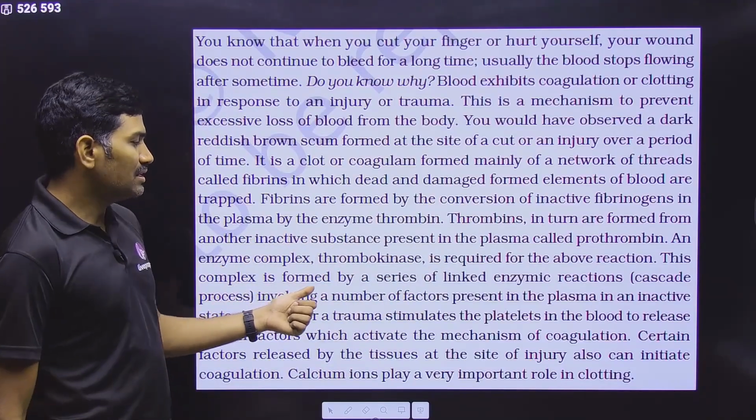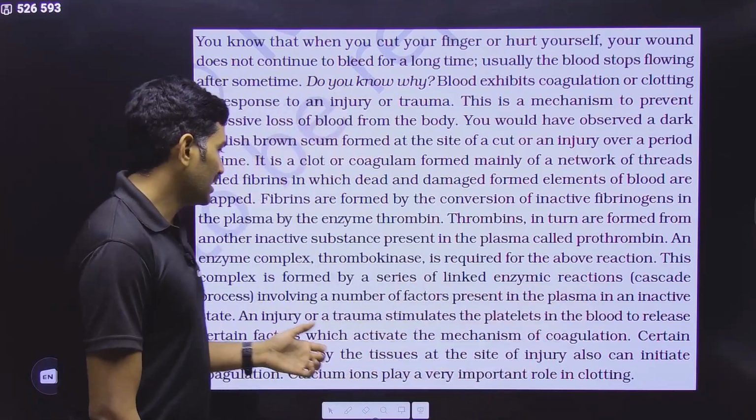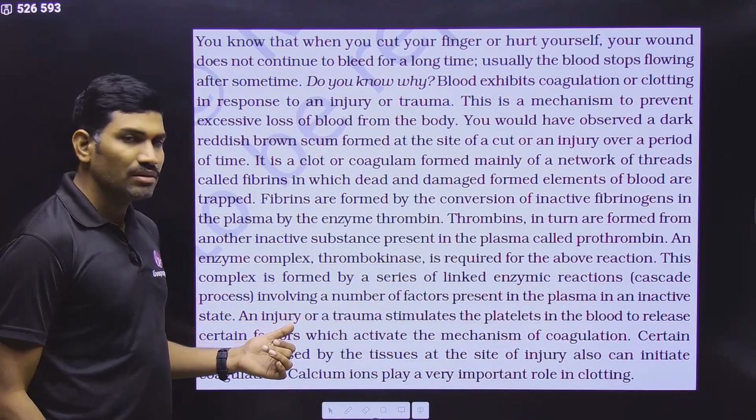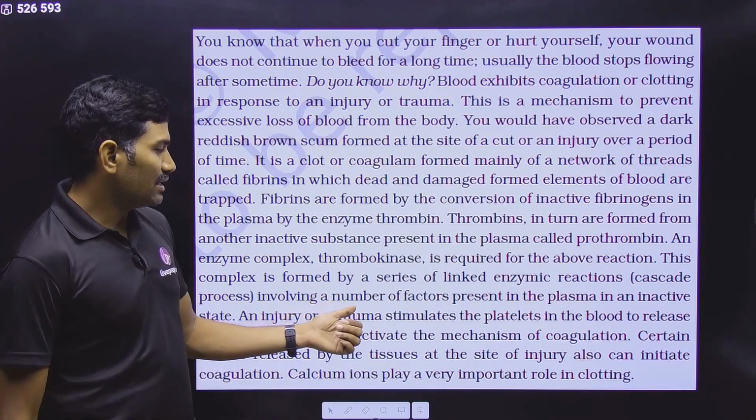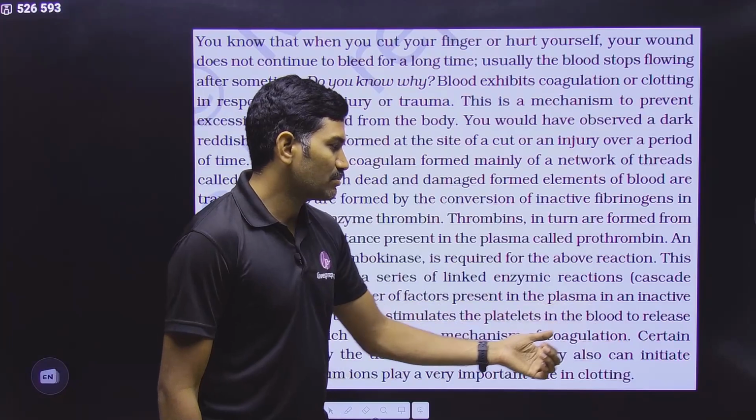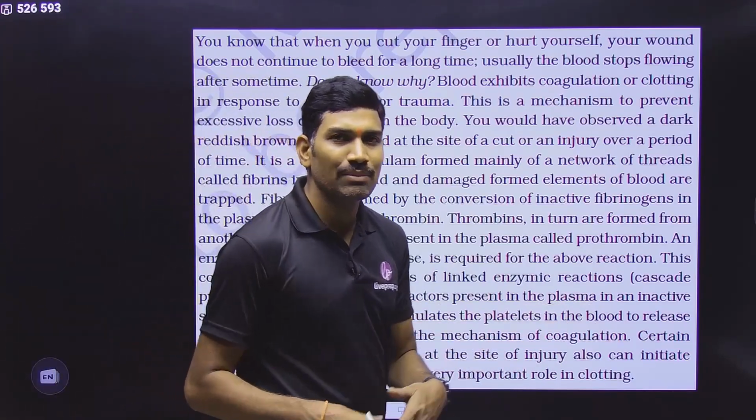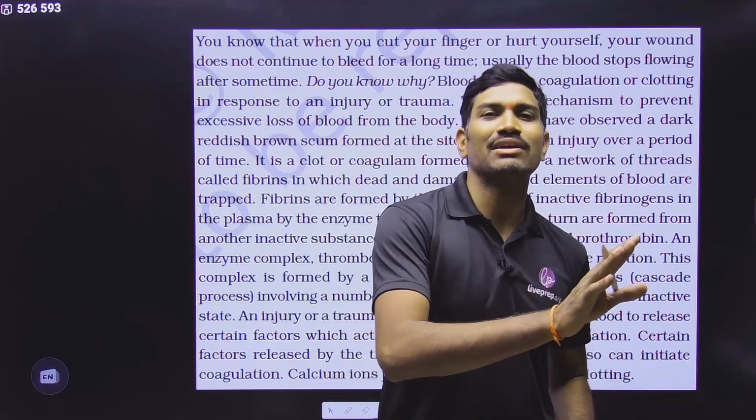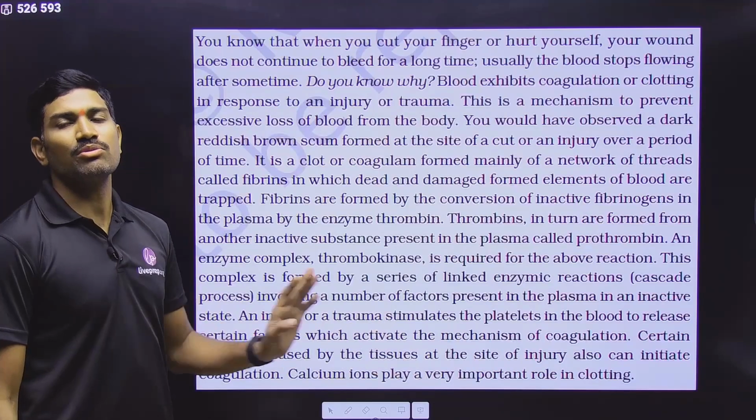Next one. This complex is formed by a series of linked enzymatic reactions. Series of enzymatic reactions, that's why it is a cascade process. But what are those involving? That process is not needed for you. Involving a number of factors present in the plasma in an inactive state. So all these factors generally are present in an inactive state. Only when there is a requirement, then only they are activated. So that now this cascade of processes will occur. Sequence of processes will occur.